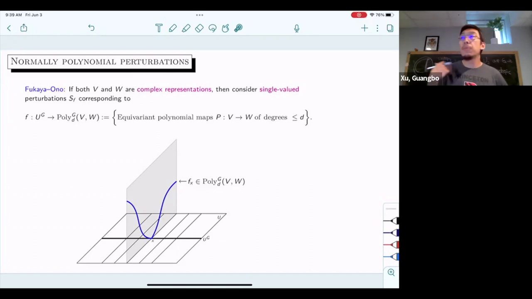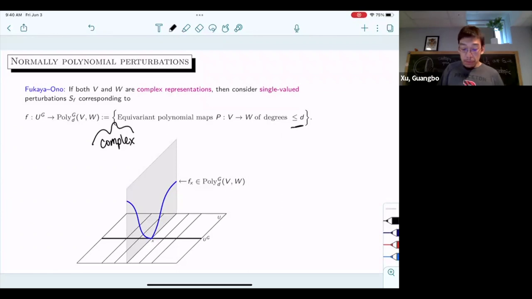So then they propose to consider a particular kind of perturbation, whose fiber-wise restriction, which is represented by this plane here, is not just any smooth equivariant map, but actually a complex polynomial. Equivariant maps, let's say complex. And also let's choose a large D to set up an upper bound of the degree. So in particular, this is a finite dimensional space. So fiber-wise, you only have a finite degree of freedom to perturb your section. And you can see this uses the complex structure because you don't just consider real polynomial maps, you consider complex polynomial maps.